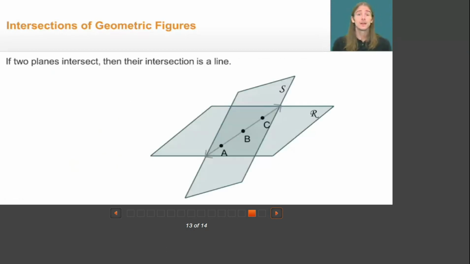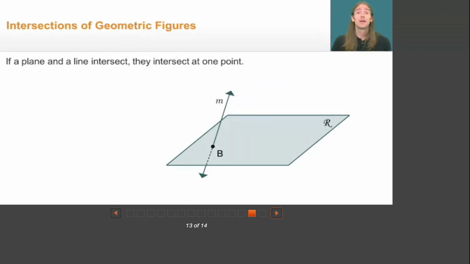The next two things that can intersect are two planes. And this is a little trickier to think about. So what I'd like you to do is imagine that you're in, for example, a room, and that you can see a wall that's intersecting the floor. If you look closely at that corner, you'll see that it forms a line. And that's precisely what we're saying right here. We're saying that if two distinct planes intersect, then their intersection forms a line. So here's a plane S, here's a plane R, and we can see that their intersection creates a line, and it's containing these points A, B, and C.